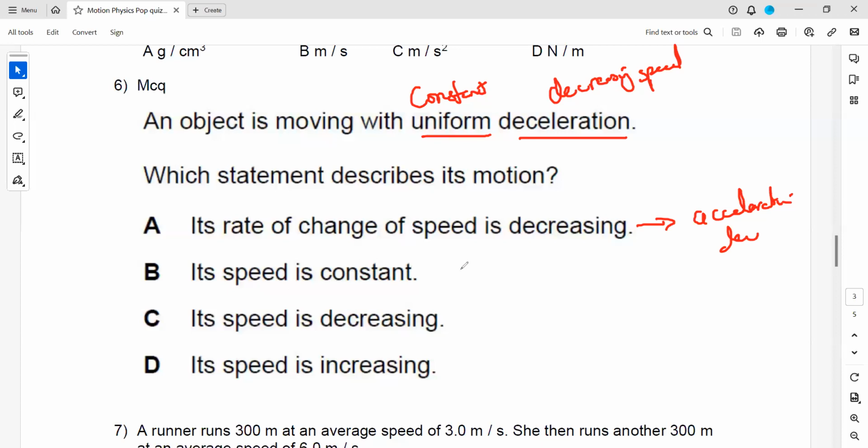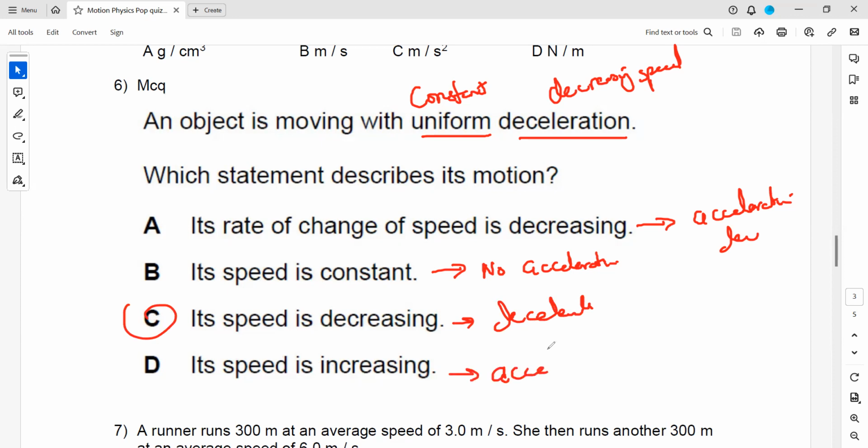Its speed is constant. When speed is constant, it means there is no acceleration. When the speed is decreasing, we call that deceleration. So C is right. When the speed is increasing, we call that acceleration. So C is explaining the idea that the object is decelerating, or its speed is decreasing.